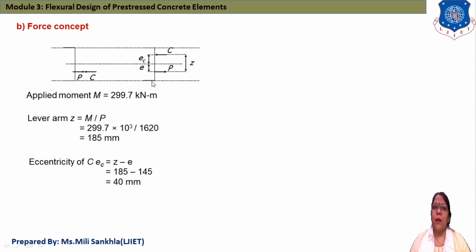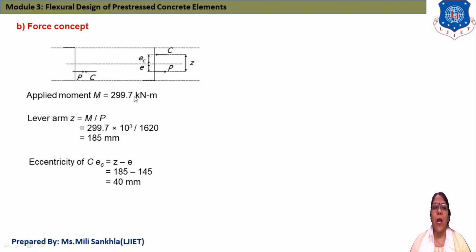Now in the second step, this section is subjected to internal forces, and the lever arm Z is the summation of the eccentricity of concrete EC and the eccentricity E below. These two forces, first our pre-stressing force and second our compressive force, form a couple, and C is equal to P and P is equal to T, because in the force concept we take equal compressive and tensile forces. And moment M is equal to P into E, but here we take C also, so C into E.